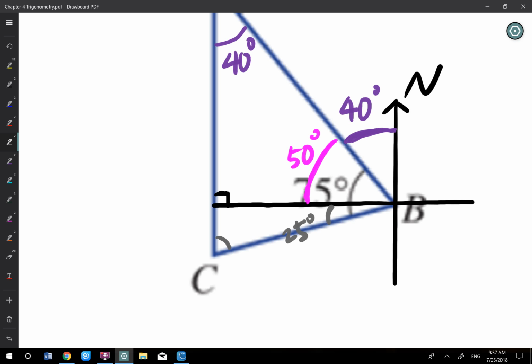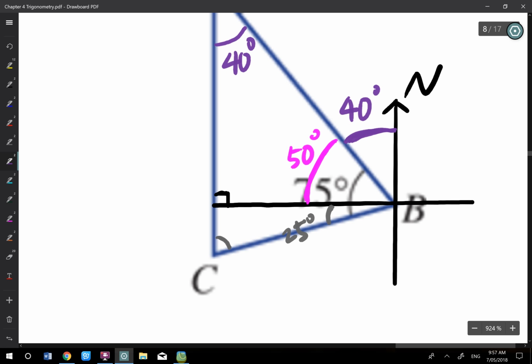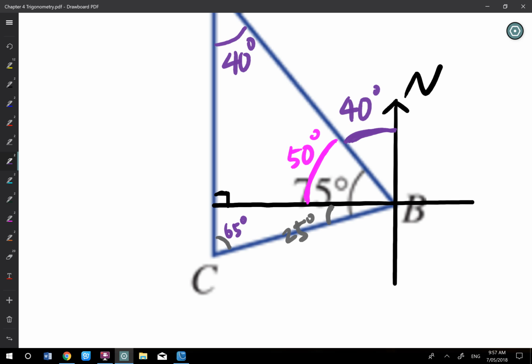Calculate again. 65, good. That's 65 degree. Because I can say that's a 90, so those two should add up to give you a 90 as well. So that's a 65 degree.